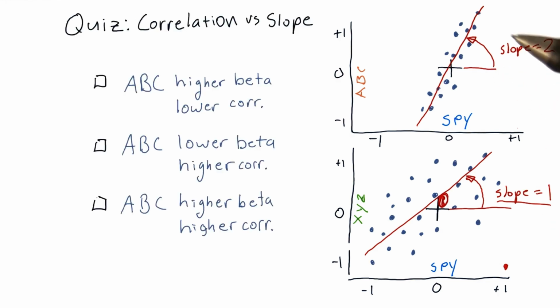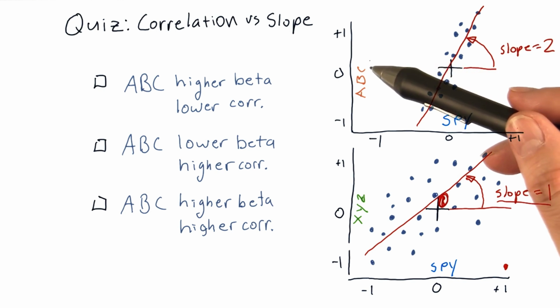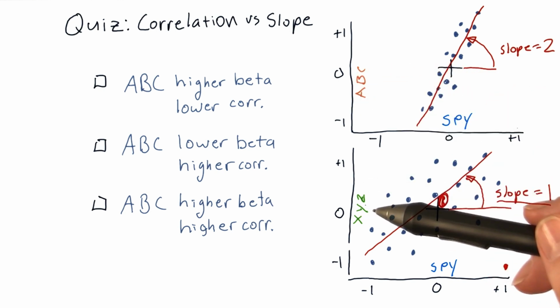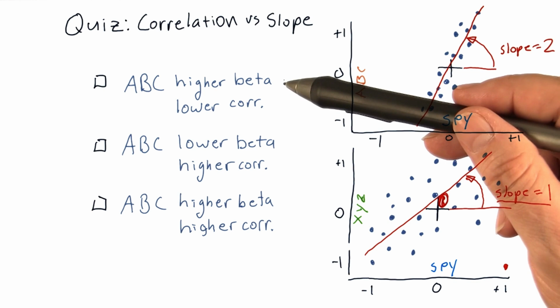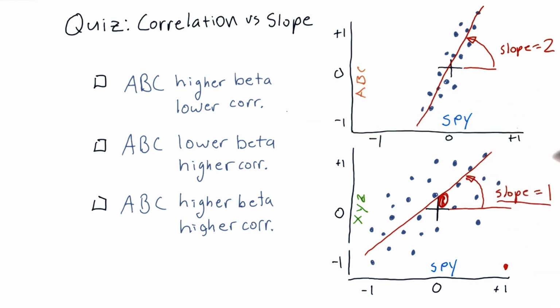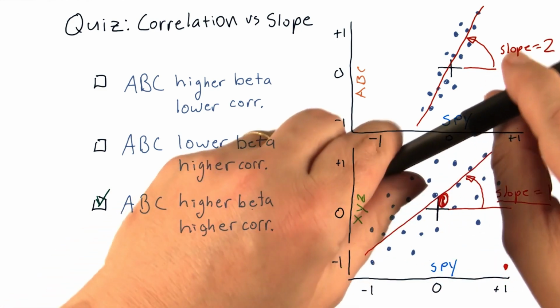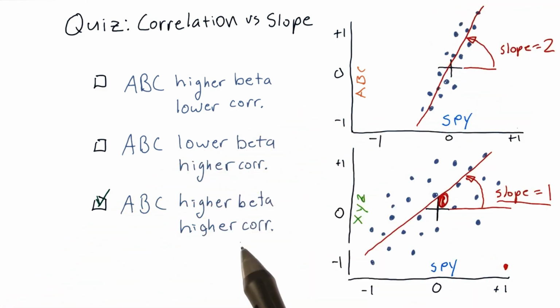Which of these statements is the most true about the relationship between ABC and XYZ in terms of beta and correlation? This is the correct answer. It's got higher beta because the slope is higher, and higher correlation because the dots are closer to the line that fits it. Now, Dave is going to show you how to create scatter plots and make these measurements in Python. Over to you, Dave.